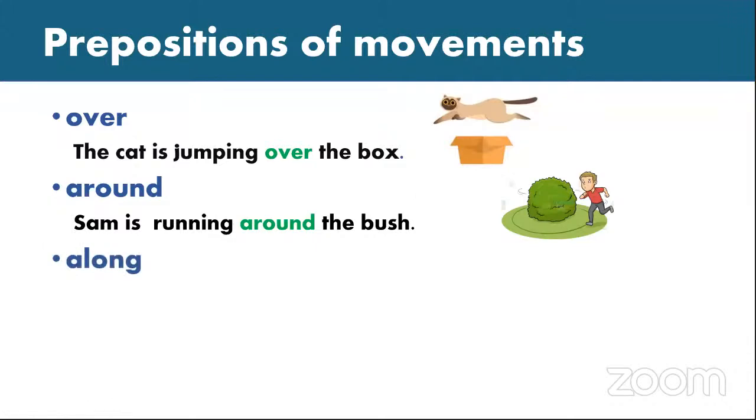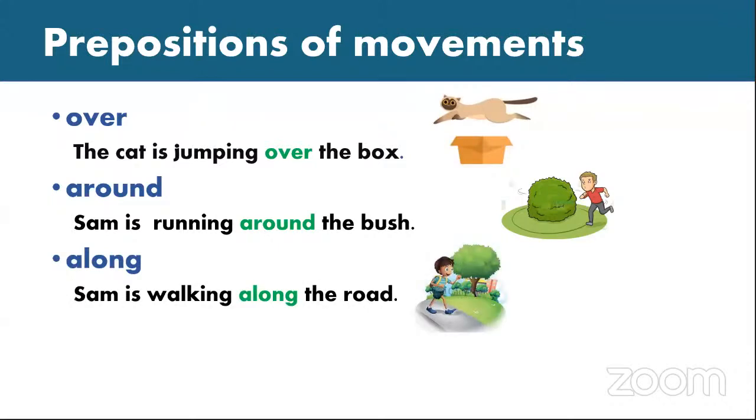Next one is along. Sam is walking along the road. Look at this picture. Along the road, he's walking along the road. Is the idea given by this word clear to you? I think. He is walking along the road. Okay. Next one. Through.